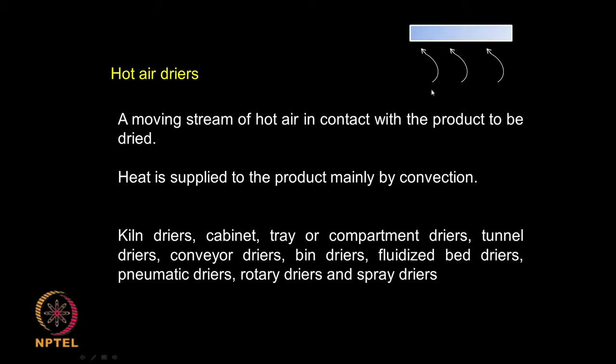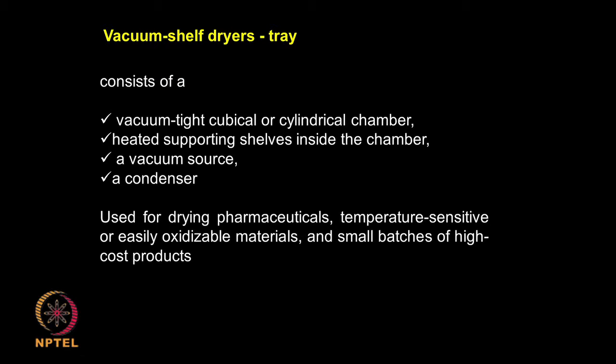Now, hot air dryers. You have hot air flowing, and maybe there are trays on which the solid is kept, which gets dried. So, a moving stream of hot air in contact with the product. It is generally by convection, like kiln dryers, cabinet dryers, tray dryers, compartment dryers, tunnel dryers, conveyor dryers, bin dryers, fluidized bed dryers, pneumatic dryers, rotary dryers and spray dryers and so on. So, a lot of different types of dryers, and all of them are based on hot air flowing in.